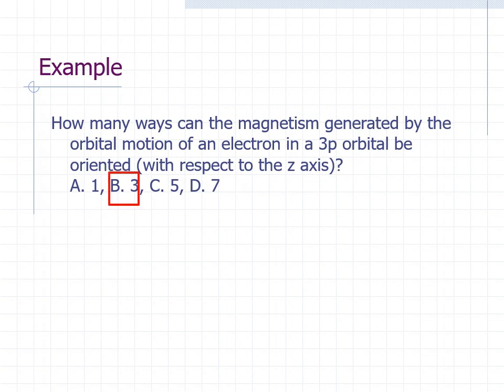The magnetism due to the orbital motion of an electron in a p orbital can be oriented 3 possible ways. We can say that there are 3 possible angles between the z-axis and the orbital angular momentum vector. Since the dipole moment vector points in the opposite direction as the orbital angular momentum vector, these are also the 3 possible angles between the z-axis and the dipole moment vector.